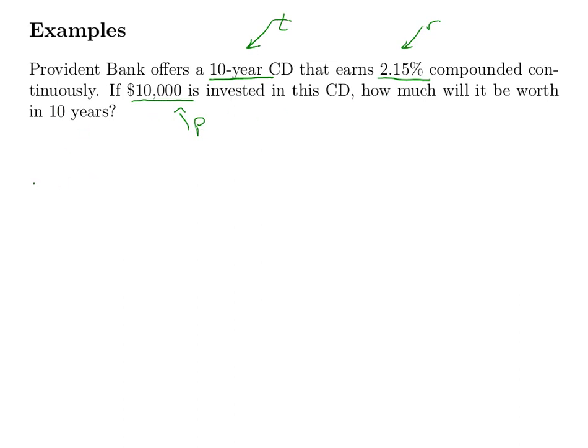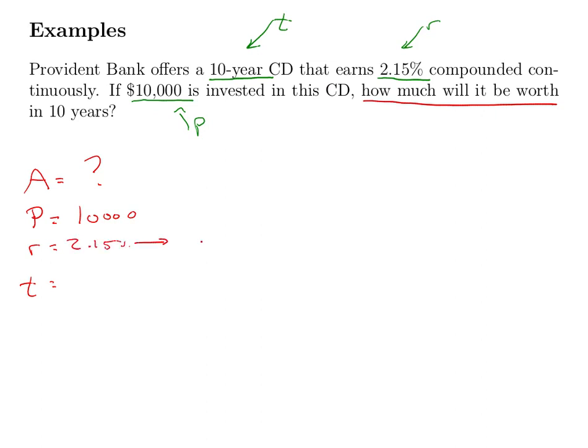What I like to do is label all of my variables off to the side. So maybe I'll do that in red. I've got A. I'm looking for P, R, and T. A, I don't know what it is. That's what I'm asked to find. How much will it be worth? Capital P, my principal, I'm told that is 10,000. R is my interest rate. It's 2.15%.